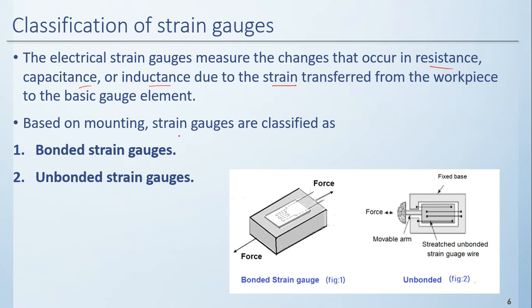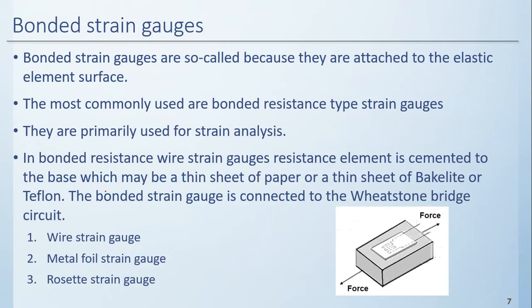Now, based on the mountings, meaning based on how it is placed, the strain gauges are classified as bonded strain gauge and unbonded strain gauge. The figure is given here. We will study them in depth in coming slides.